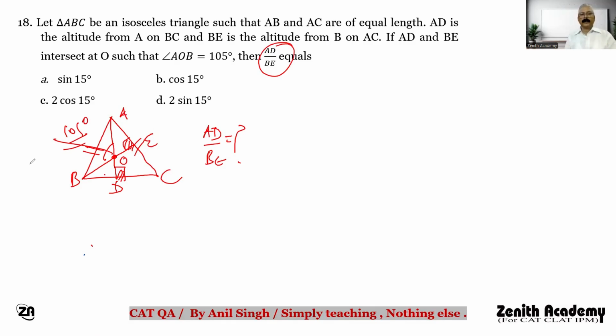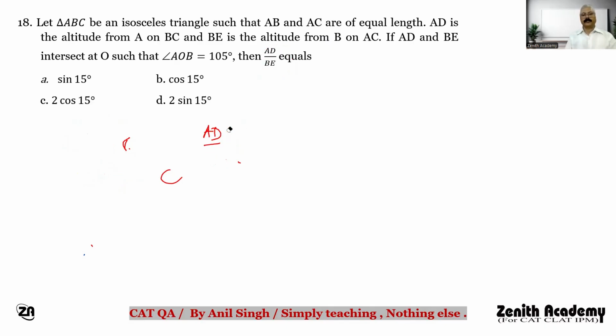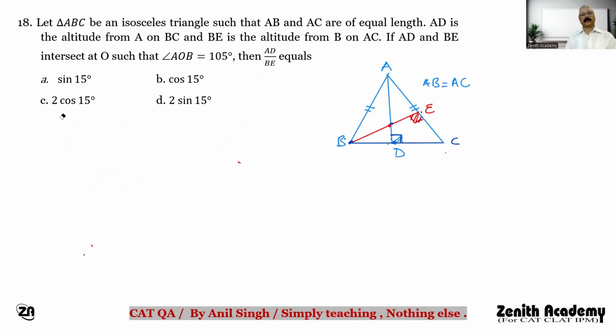So let's see the figure of this. So here AD is an altitude on BC and BE is an altitude on AC, and AB is equal to AC. So I think this angle B will be equal to angle C. AOB is given 105 degree.